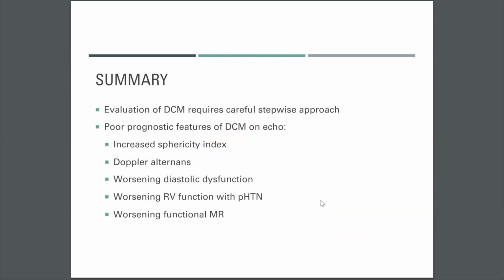So in summary, dilated cardiomyopathy evaluation using echocardiography requires a careful stepwise approach, which I think we all do, but it's important to discuss these and put them on paper so we all understand the importance of why we do all of these things. Some of the poor prognostic features on echo include increased sphericity index, Doppler alternans, worsening diastolic dysfunction, worsening RV function, pulmonary hypertension, and worsening functional MR.